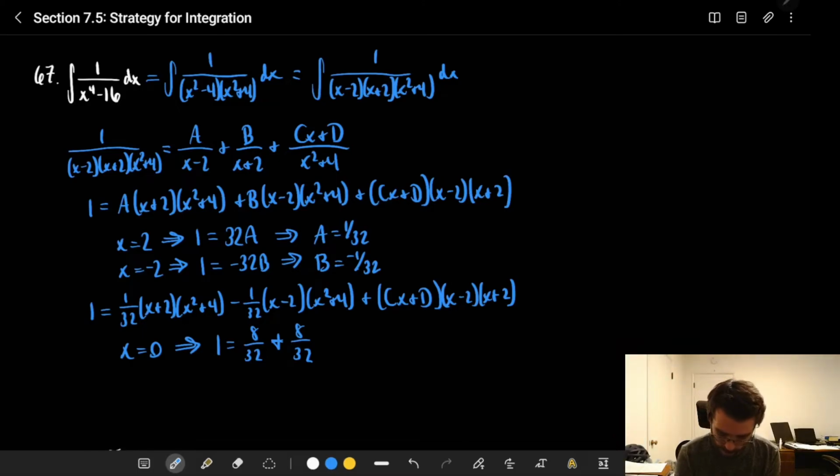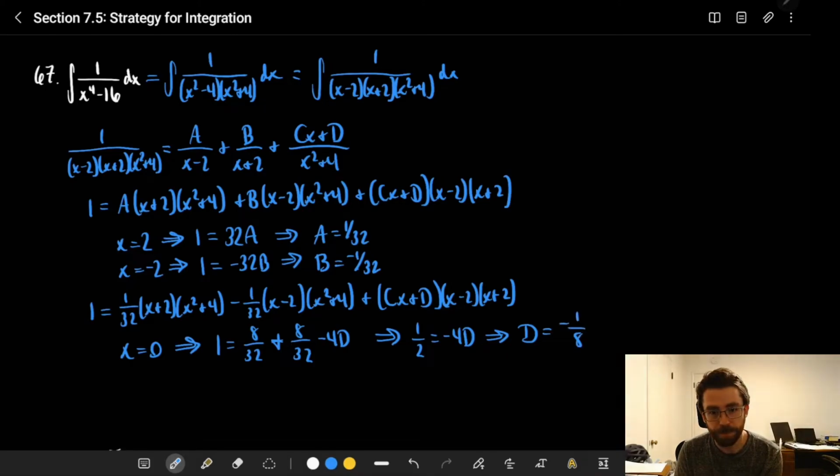Okay. And then plug in 0 here. The C goes away, so it's just D times negative 2 times positive 2. So that's minus 4D. Okay. 8 over 32 is 1/4. So 1/4 plus 1/4 is a half. Subtract the half from both sides. You get a half equals negative 4D. So D equals negative 1/8.